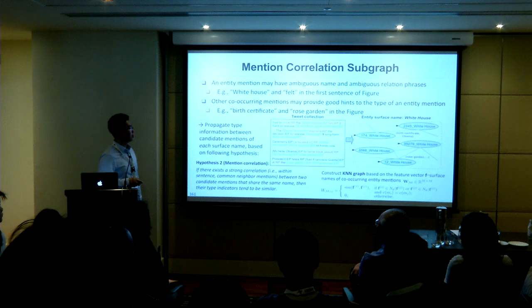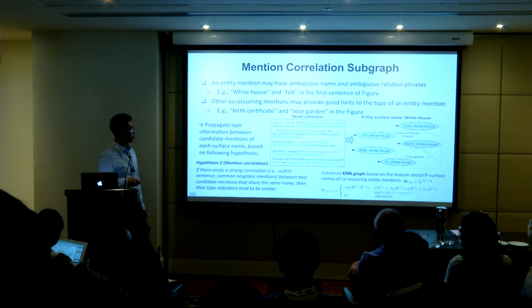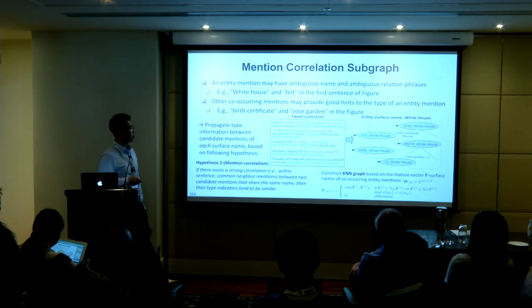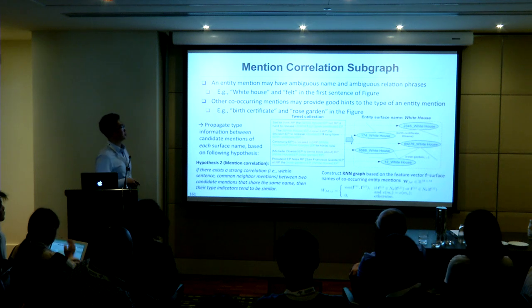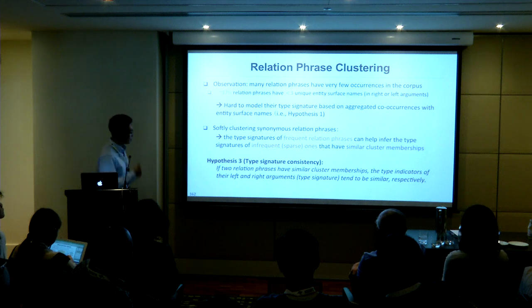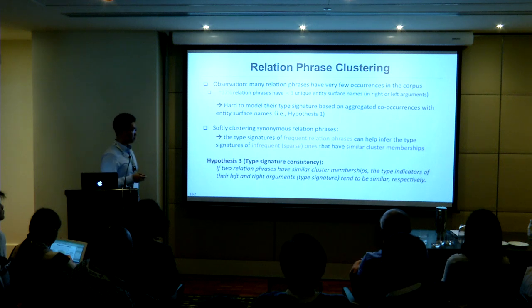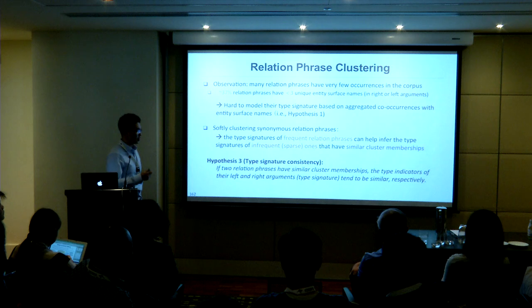We are trying to check whether two entity mentions share a lot of similar entity mentions, and we're trying to build these links representing whether their types are very similar, and we can propagate the types between different entity mentions. So now we have the intuition on propagating the types between entity mentions, entity names, and relation phrases.